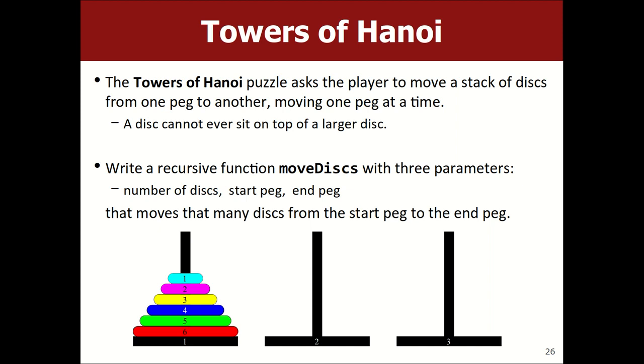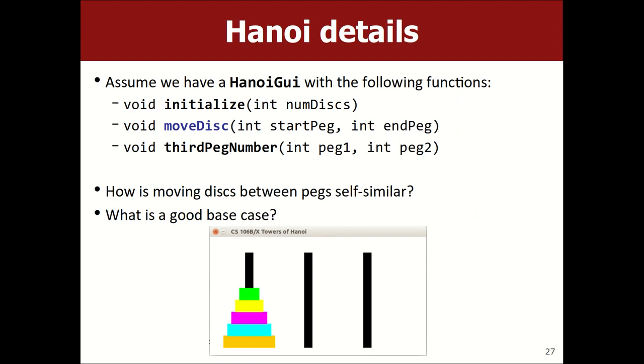Well, I've got a GUI, a little graphic so we can animate, we can draw it. And there's a method we can use in the GUI called move disk. You move a single disk from one peg to another peg. You know, the idea is I want our algorithm to call that method many times to move all of the disks to the right spot. You don't have to specify which disk. Implicitly, it just means move the top disk from the starting peg to the ending peg.